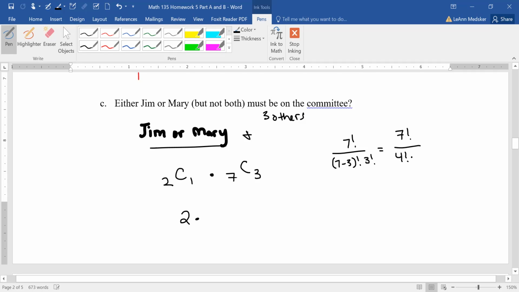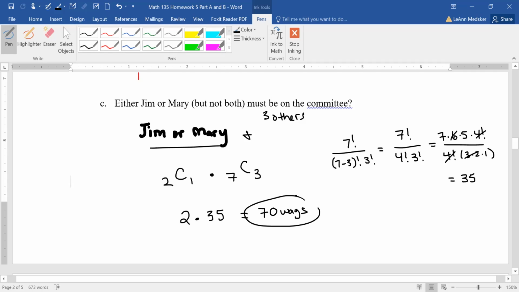That is 4 factorial times 3 factorial on the bottom. So 7 times 6 times 5 times 4 factorial over 4 factorial, which can cancel. Expand 3 times 2 times 1, and 3 times 2 is 6, so that cancels that. So it's 7 times 5, which is 35 over 1. So this ends up being 2 times 35, which is 70 ways.